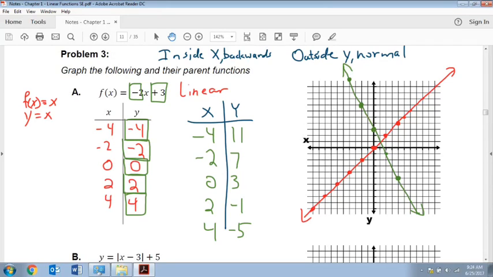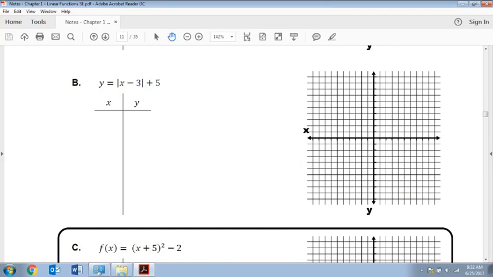All right, let's do letter B. For this graph, we have y equals the absolute value of x minus 3 plus 5. The key terms being absolute value. You've got those absolute value bars right there. So this is, you guessed it, an absolute value function.